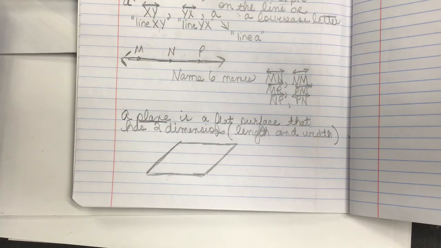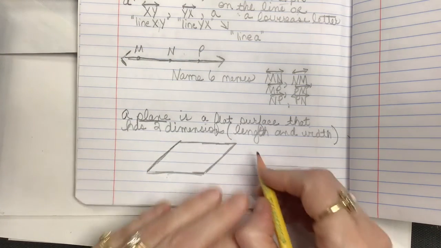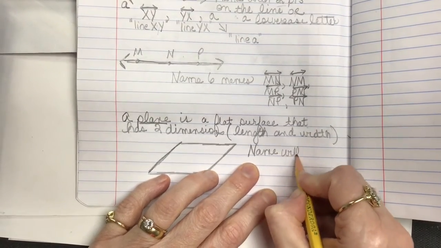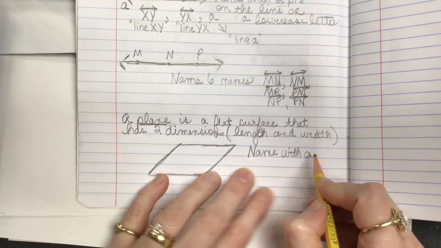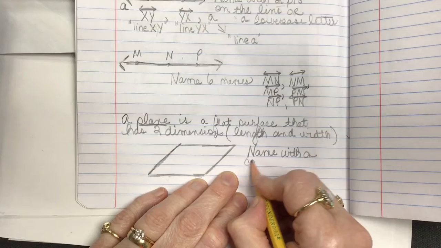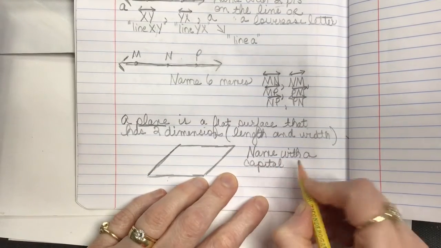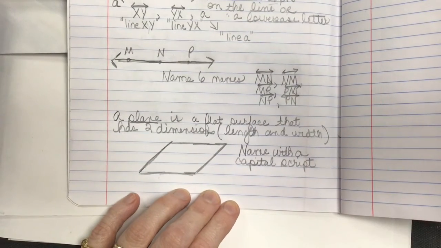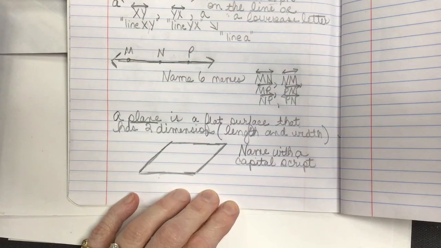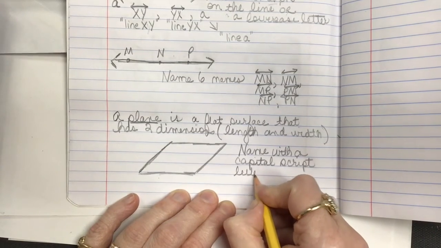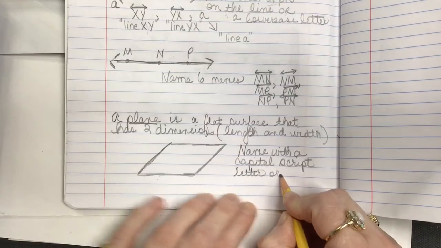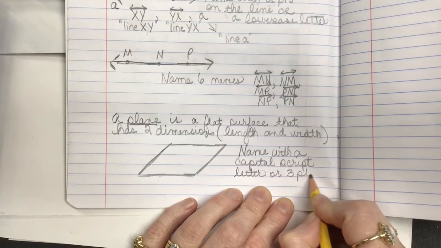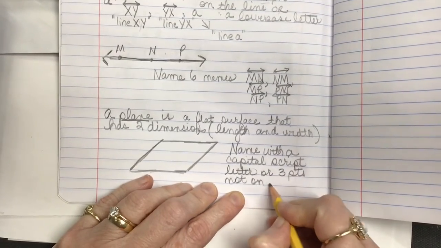This is how we're going to name them. You can do it 2 different ways. You can name it with a capital script letter. Now we'll talk about that too, and I don't get all bent out of shape over it being fancy. Or 3 points. I'm just going to put PTS there, not on a line.